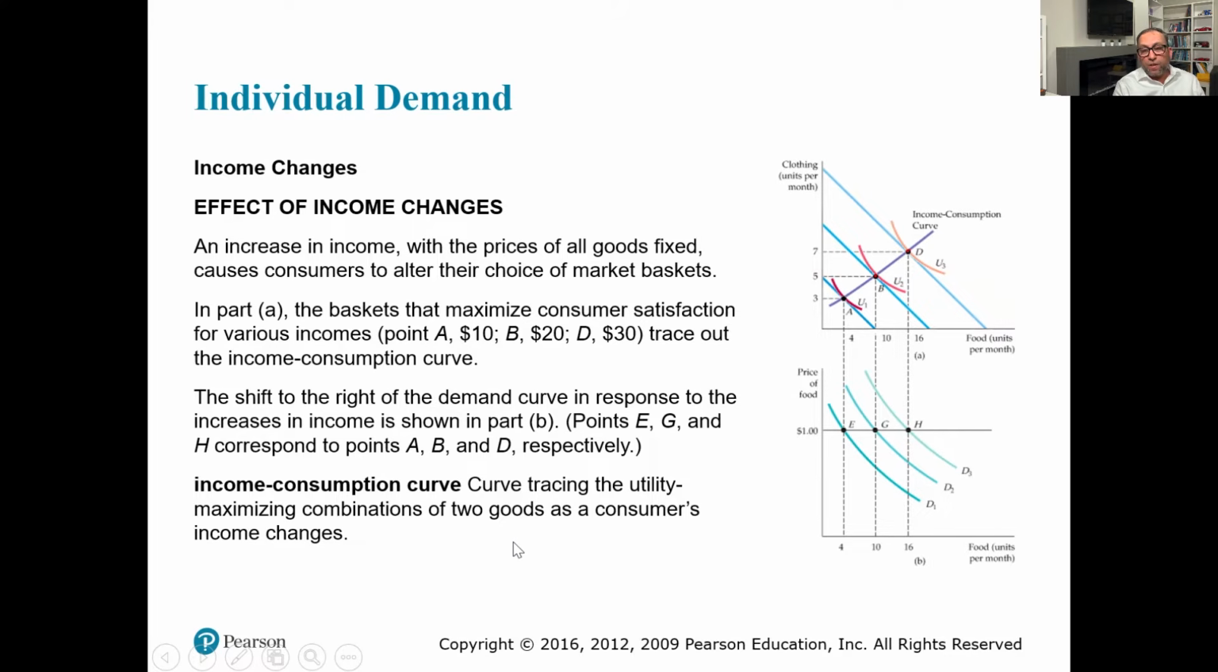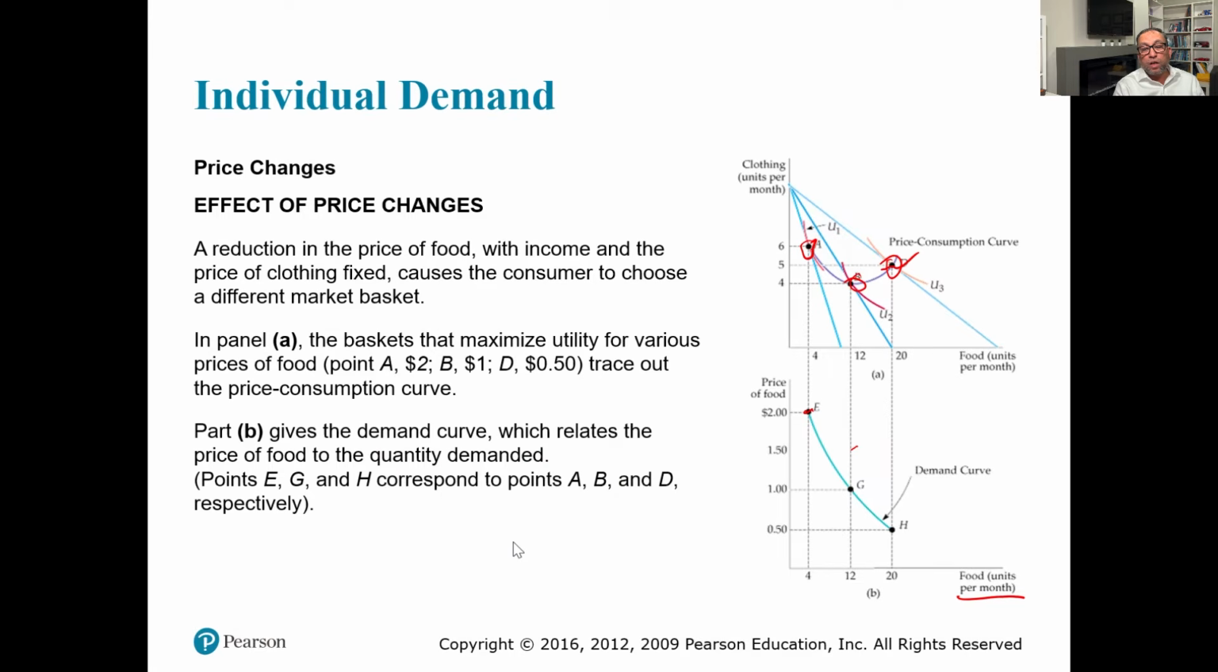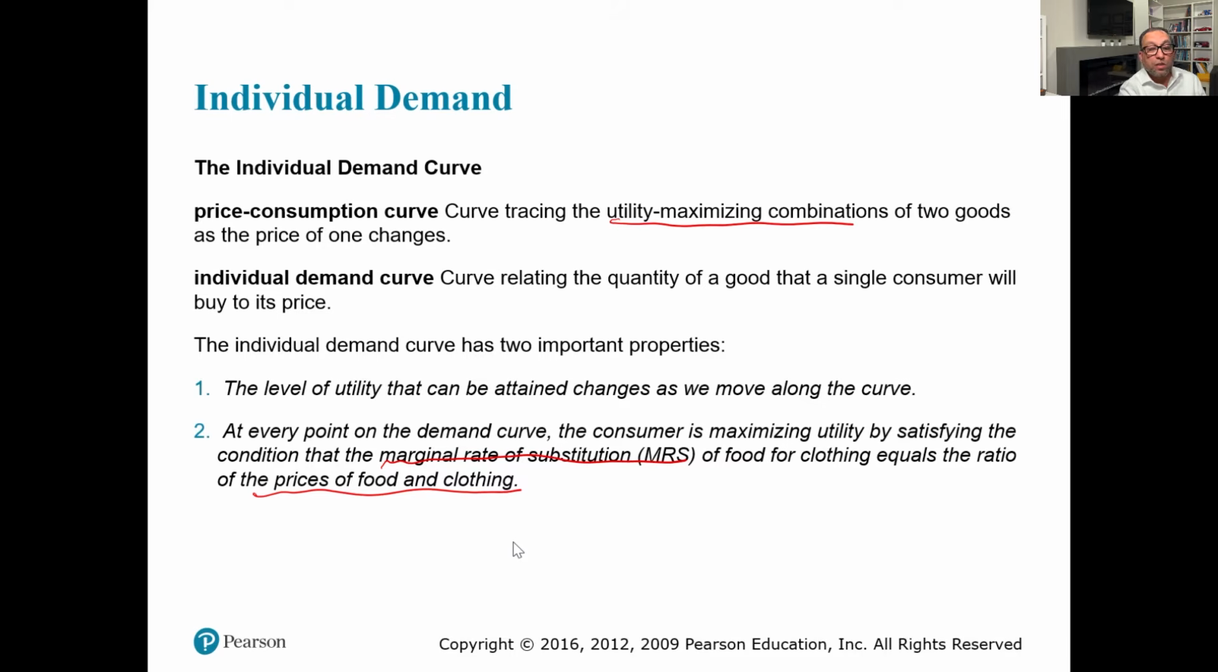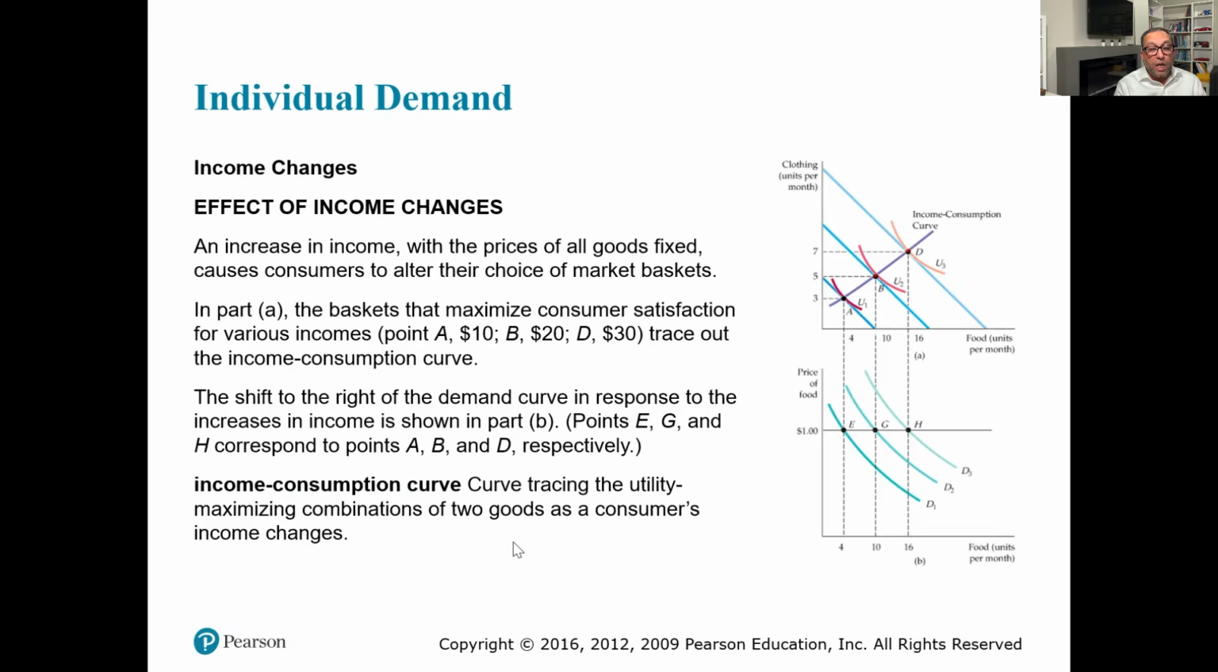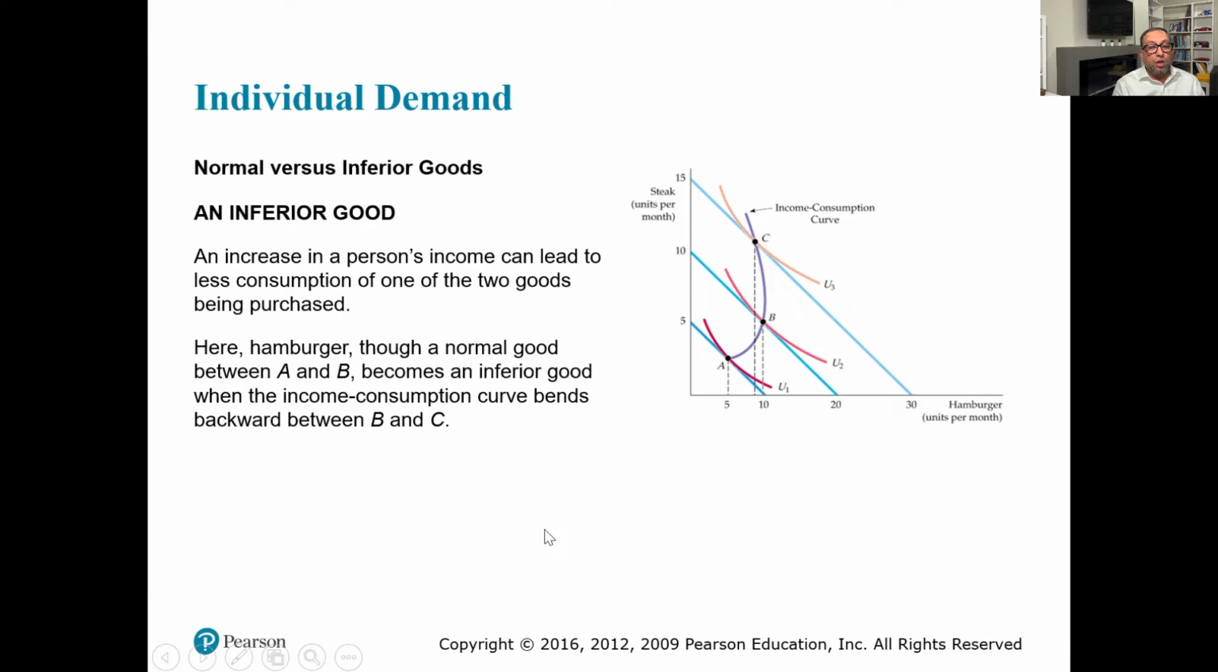Now again we can get another curve. Like in our previous analysis or derivation, we can see that we got a curve which is called a price consumption curve. Here we have an income consumption curve, and when we join these points where the utility is maximized with a given level of income, then we get an income consumption curve. It is a curve tracing the utility-maximizing combination of two goods as a consumer's income changes.